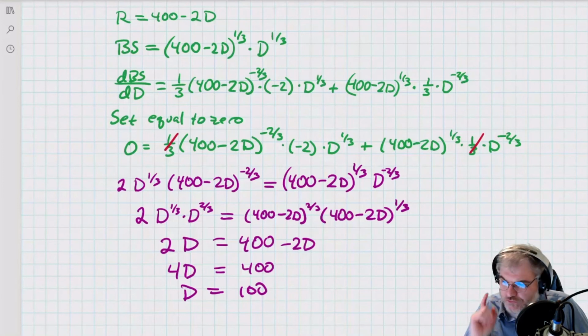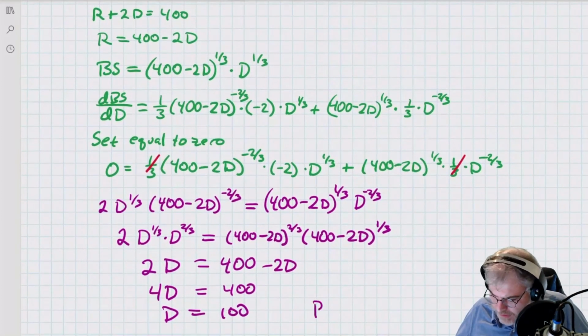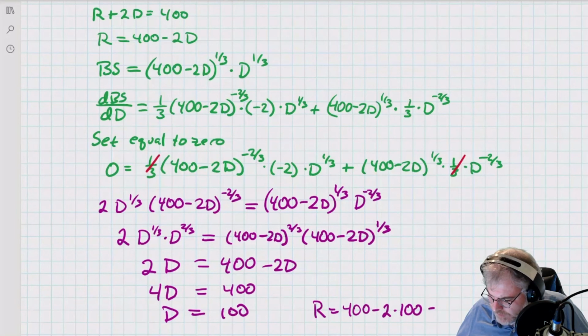Okay. So I've solved for my D. So I'm going to go ahead and plug in what r is. So r equals 400 minus 2 times 100, which means that r equals 200. And why is that? Well, we expect that. They're cheaper.